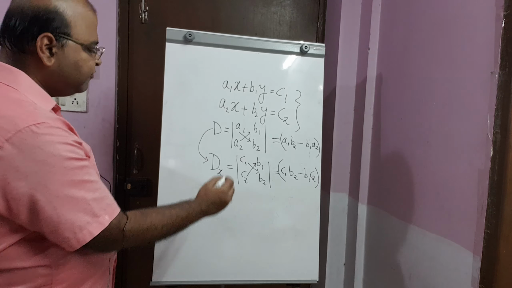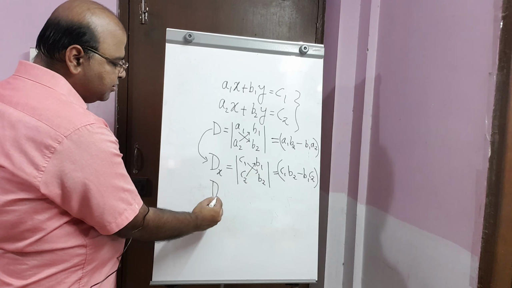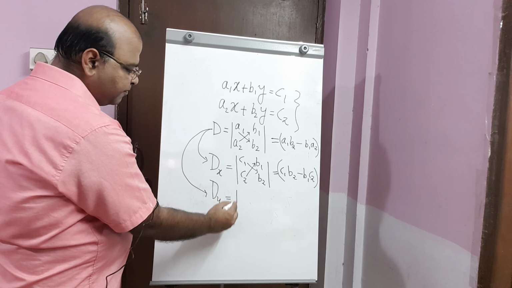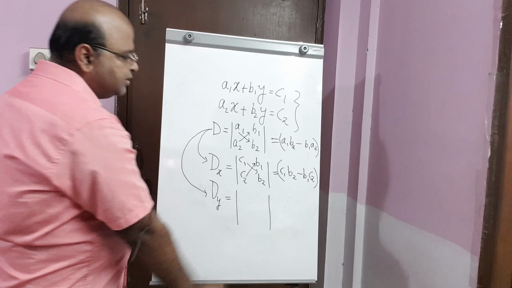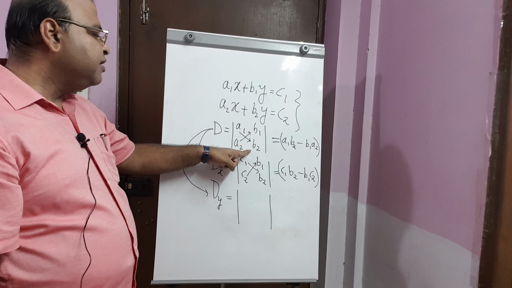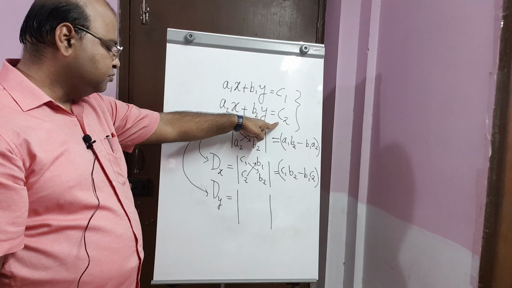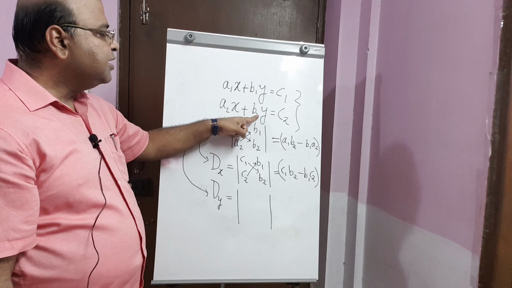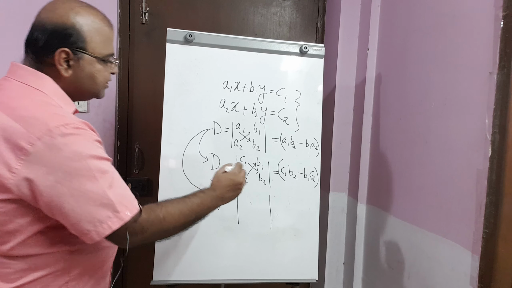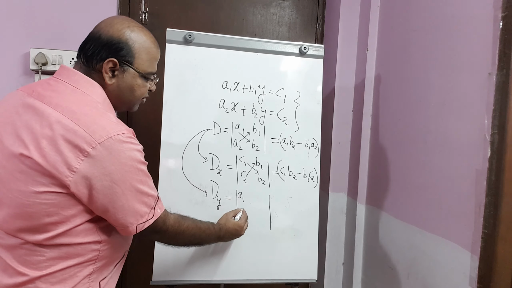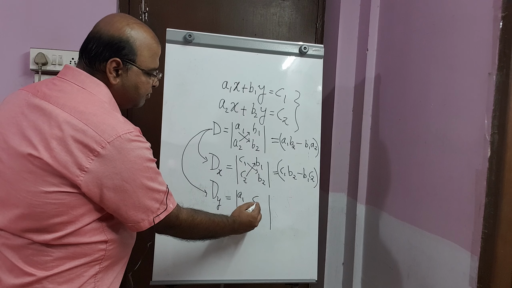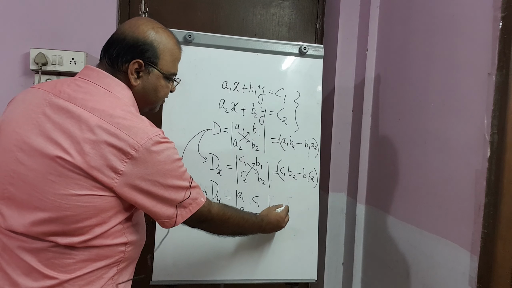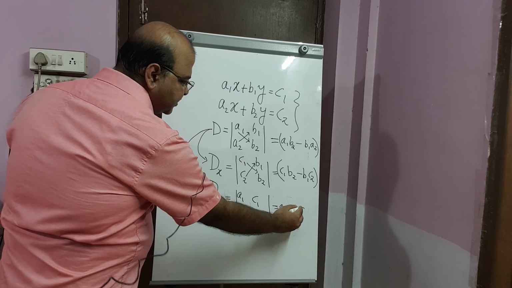And then we also find another determinant D suffix y, similarly formed from the coefficient determinant D, and this time we shall replace the second column of D, that is b1, b2, by the constant column c1, c2, because the corresponding variable y occurs in the second column of the system. So Dy is given by a1, a2, the first column of D remains the same, the second column is replaced by the constants c1, c2, which upon expansion gives us a1 c2 minus c1 a2.